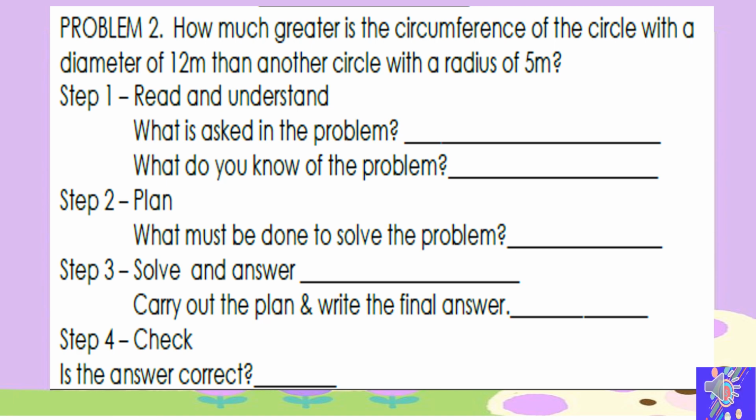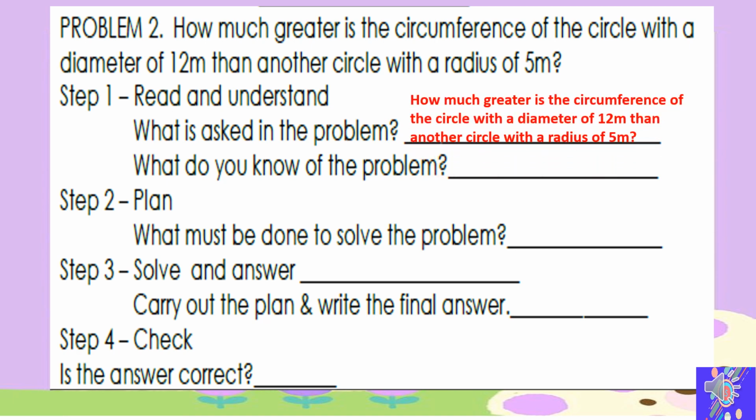Okay, so let us now answer problem number 2. What is asked in the problem is how much greater is the circumference of the circle with a diameter of 12 meters than another circle with a radius of 5 meters? And what do you know of the problem? Okay, so we have here the diameter of 12 meters and another circle with a radius of 5 meters.